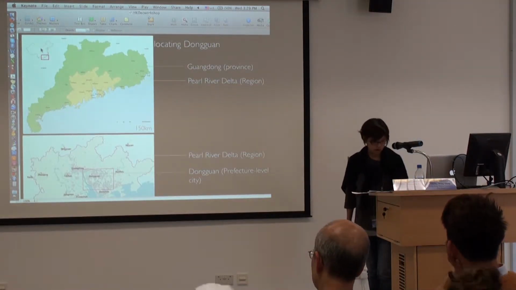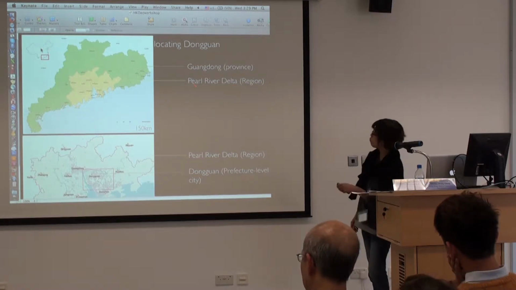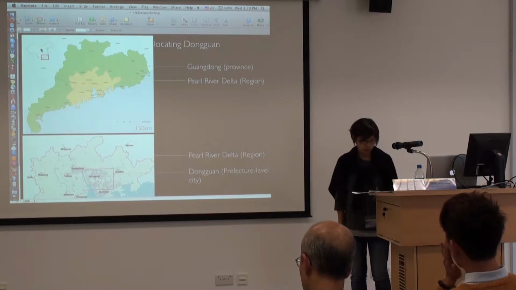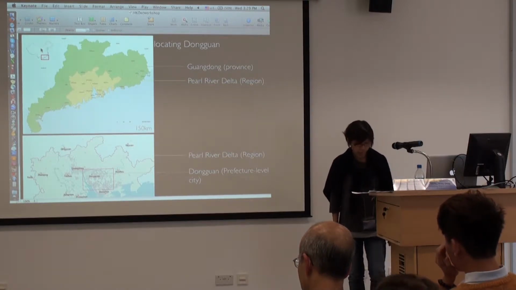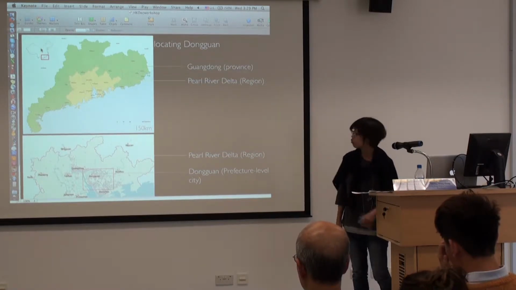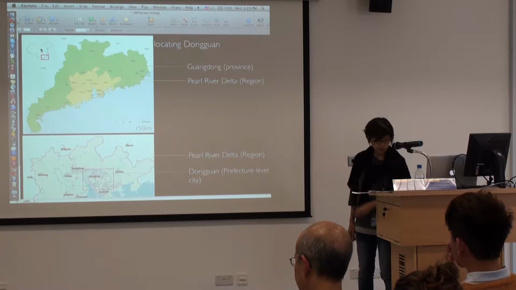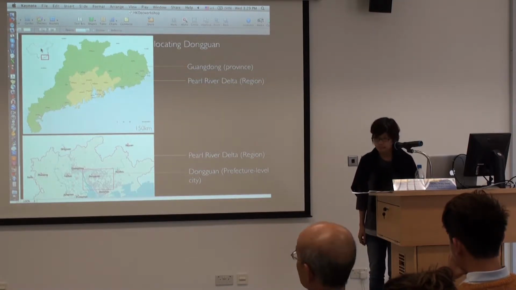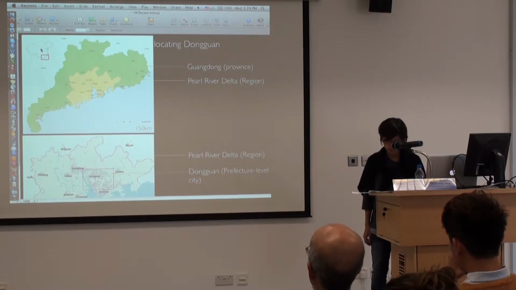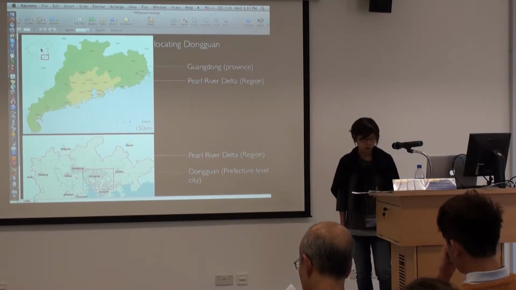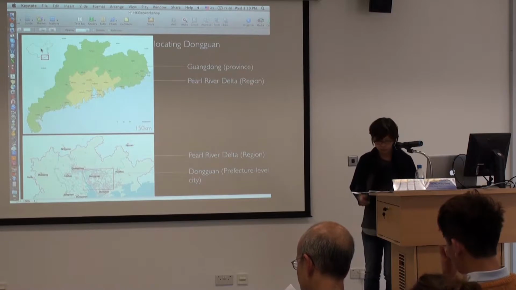Then locating Dongguan. This is the map of Guangdong, which is the first experimentation of economic reform in China in 1979. The yellow zone is the Pearl River Delta, in which the State Council designates and demarcates its boundary for foreign direct investment since 1985. Today, the Pearl River Delta has emerged into a huge urban economic engine in these 30 years.